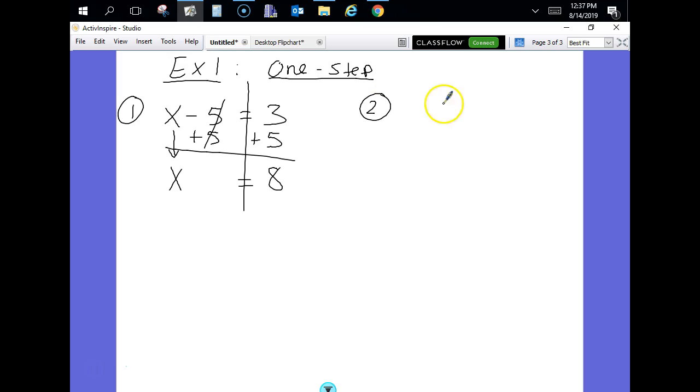How about... Divide by 3 and it becomes x equals 5. You good? All right. 1, 2, 3.